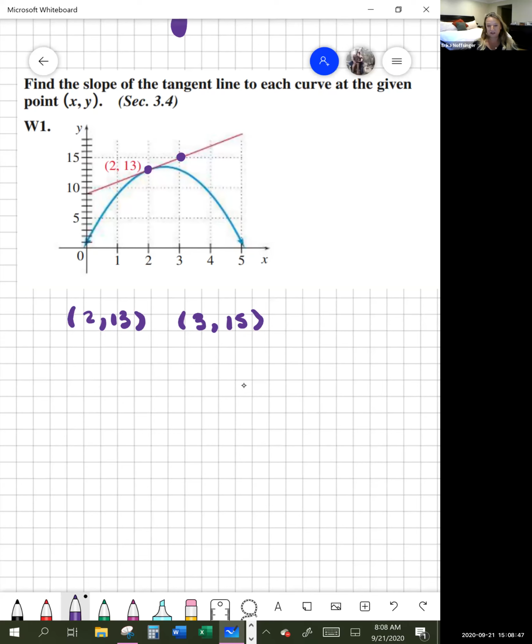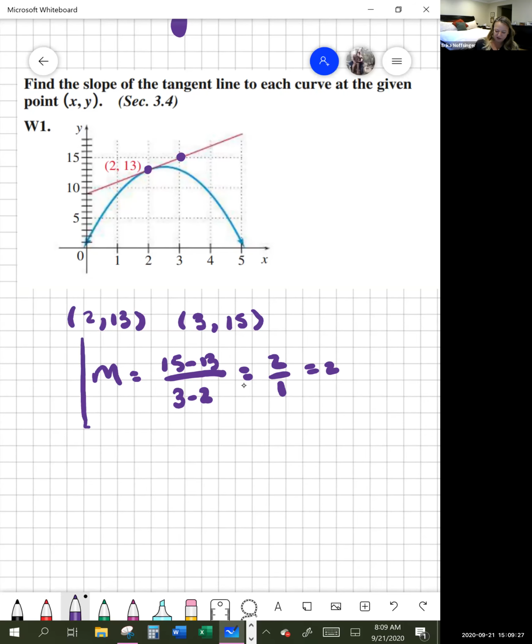And so given 2 points on a line, we can find the rate of change. So it's the change in our y value, which is 15 minus 13, all over the change in our x value, which is 3 minus 2. So this gives me 15 minus 13 is 2, all over 3 minus 2, which is 1. So our slope here, when x is 2, has a slope of 2. Okay. So notice that our slope is positive, and notice that as we're looking at this graph, this is increasing at this value.